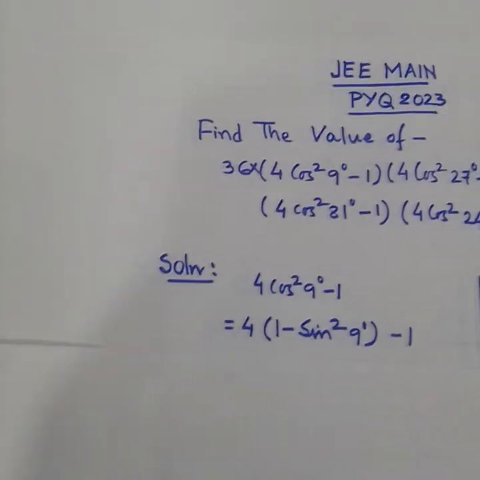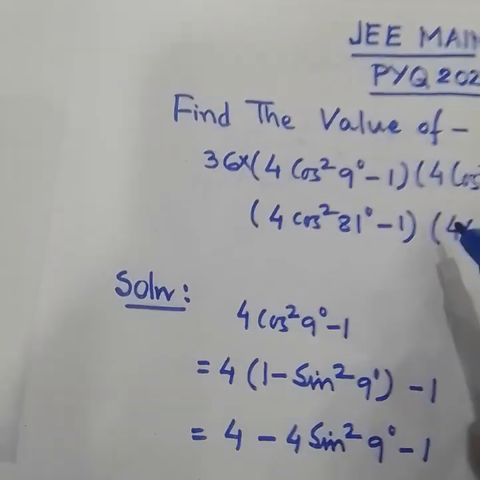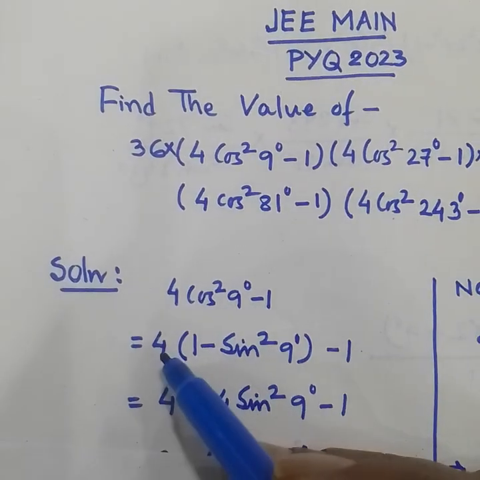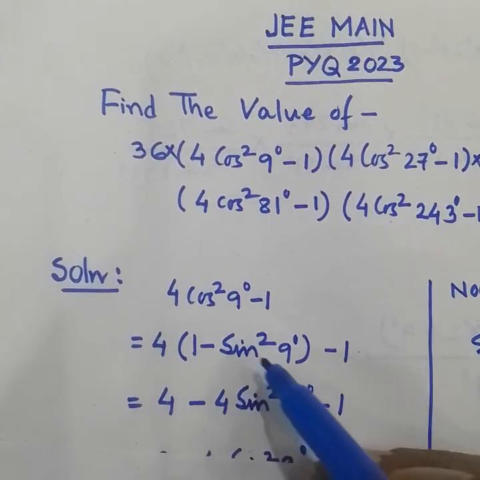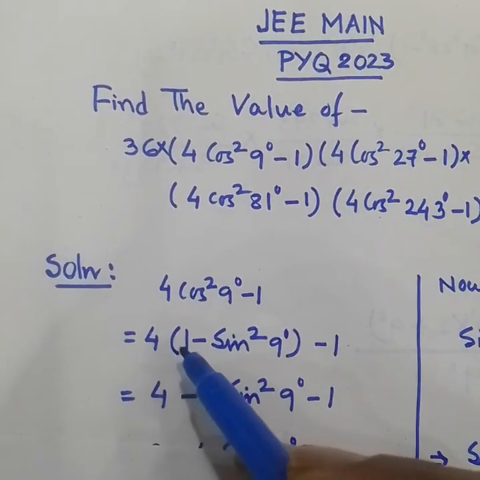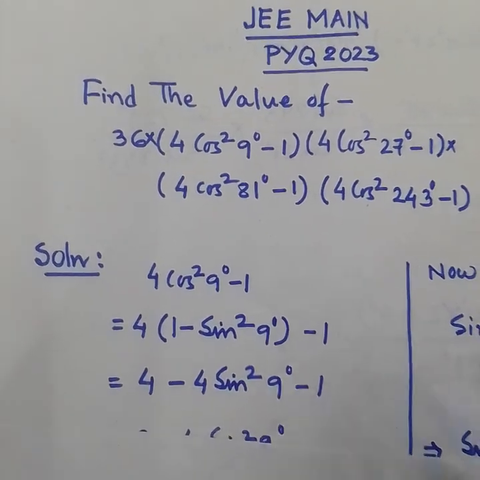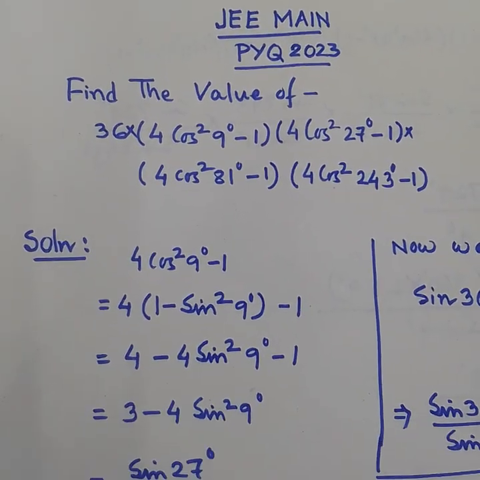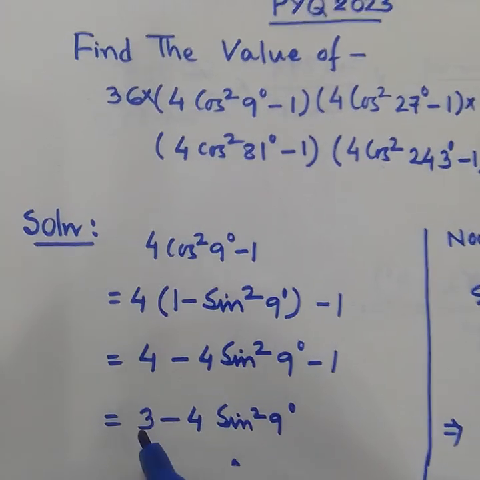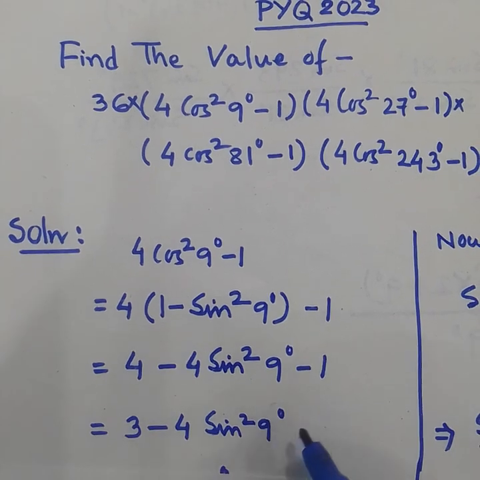We can express 4 cos square 9 degree minus 1 as 4 into (1 minus sin square 9 degree) minus 1. Multiplying, we get 4 minus 4 sin square 9 degree minus 1, and subtracting 1 from 4, we finally get 3 minus 4 sin square 9 degree.